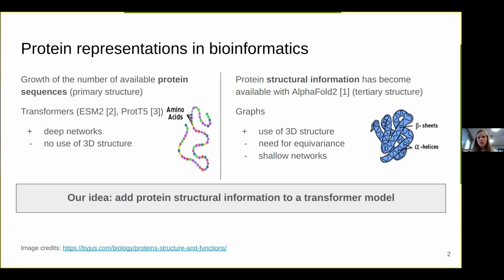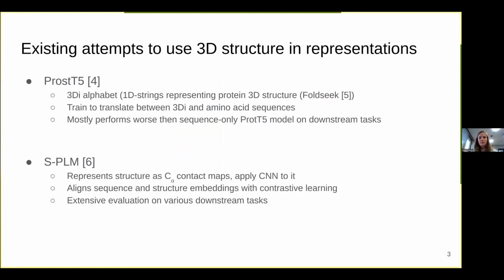The structural information is mostly processed by graph approaches, which have some drawbacks like the need for equivariance and so on. So our idea is to add some structural information about protein into the successful language models, into transformer models. There are some approaches that do this already. For example, people translate from sequences to structural alphabet and use contrastive learning to add structural information to protein representations.